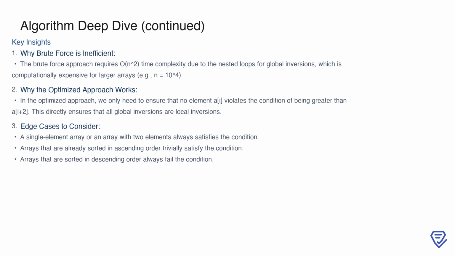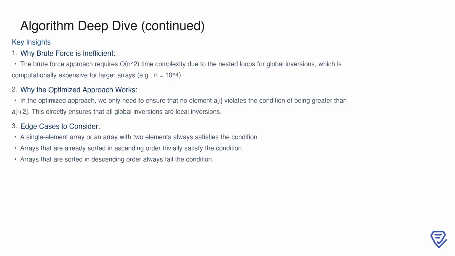The brute force approach, while conceptually simple, is computationally expensive. Its nested loops result in an n² time complexity, which becomes impractical for large arrays. For example, if n is 10,000, the number of operations grows quadratically. This inefficiency is why we turn to the optimized approach. By simply ensuring that no element a[i] exceeds a[i+2], we eliminate the need to explicitly count and compare inversions. This direct check guarantees that all global inversions are local inversions, providing the desired result in linear time.